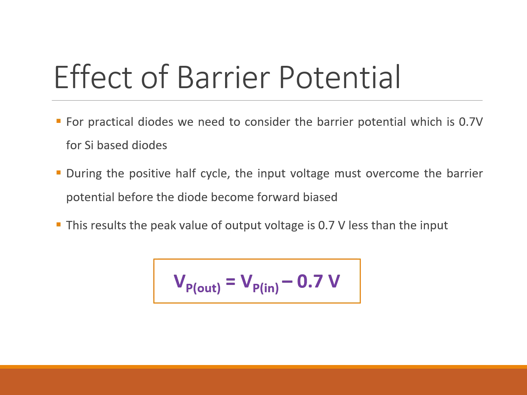What does this mean for rectifiers? During the positive half cycle of the AC input, the voltage needs to be at least 0.7 volts before the diode conducts. That means your output peak is always lower than the input peak. A simple equation is that V sub P out is equal to V sub P in minus 0.7 volts. So if your input peaks at 10 volts, your output peaks at 9.3 volts, just because we lost that 0.7. The diode eats 0.7 every time it turns on.